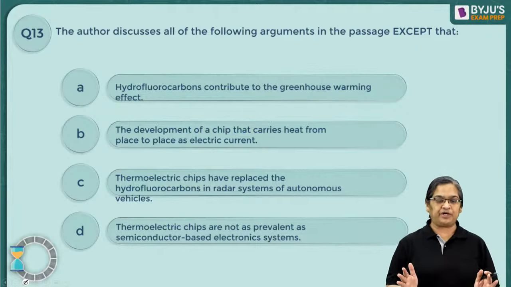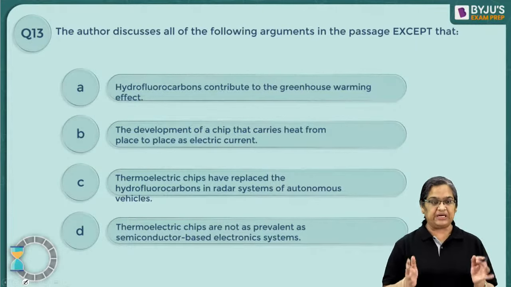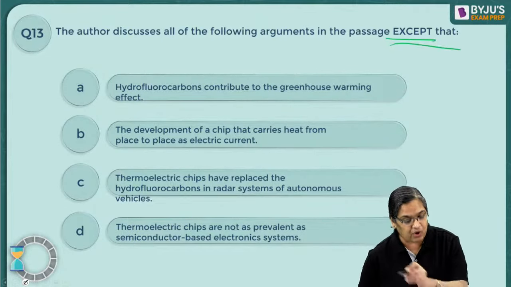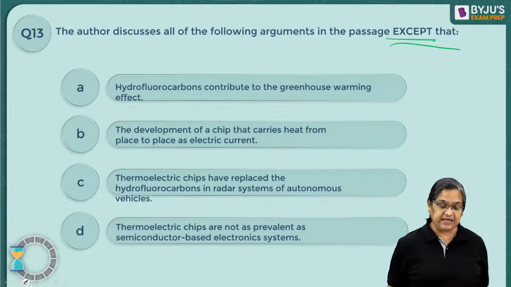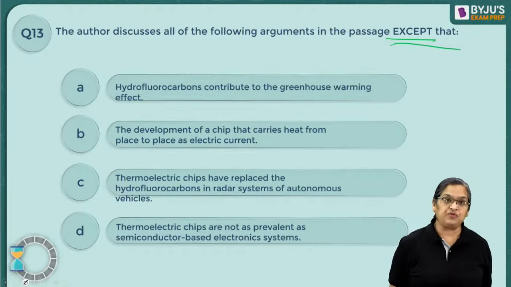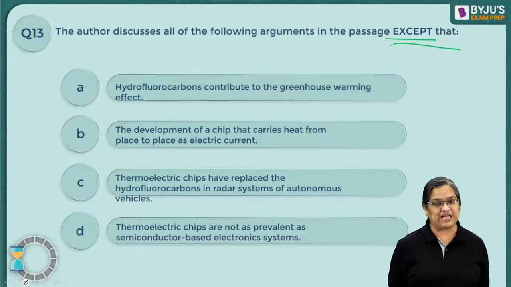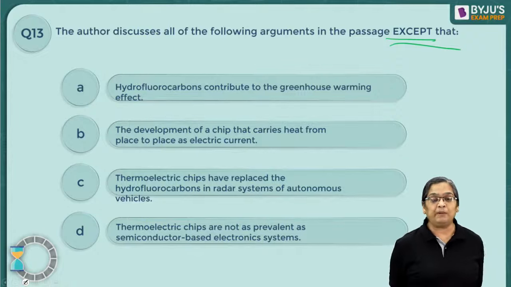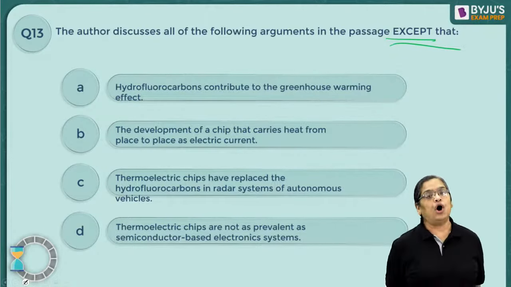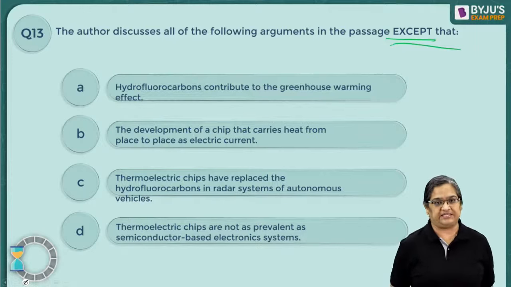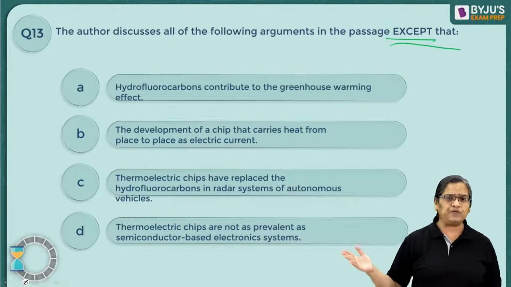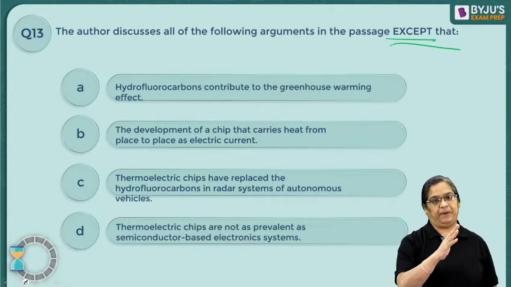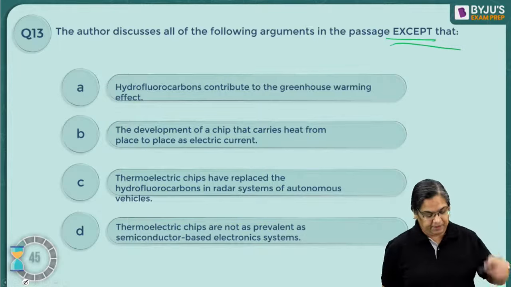If you've understood the main point of the argument of the passage, you will understand this question and mark it easily. But it will take you a little longer because this is an except question. What's it asking? The author discusses all of the following arguments in the passage except that. So what are the arguments or points he has stated in the passage? Which one point has he not stated, or which one point goes against what he has stated? So either you look for an option which is out of scope of the passage or goes against the theme of the passage. Okay? Let me put the timer. Let's see how you do.